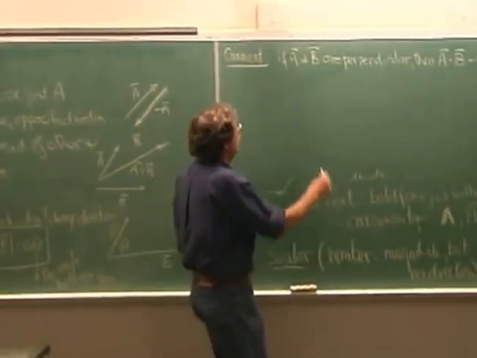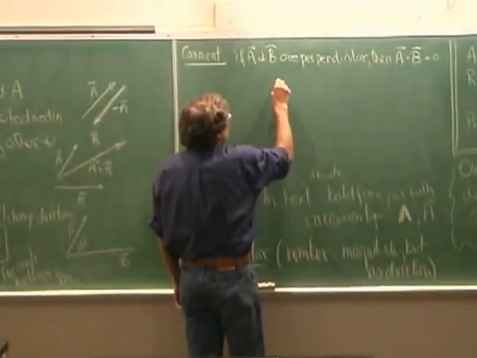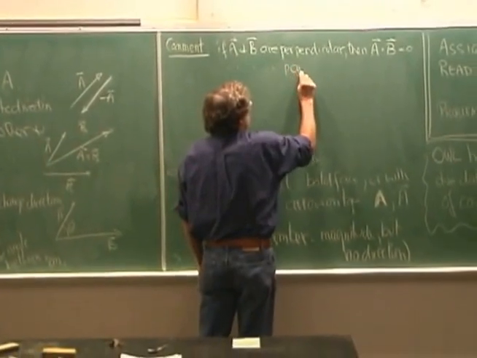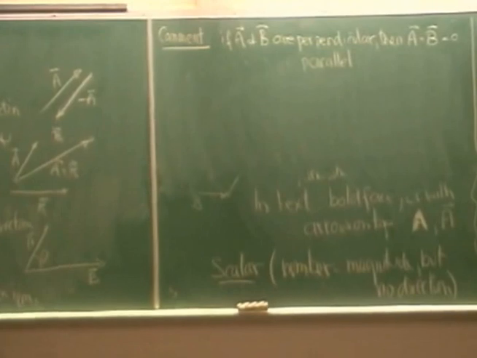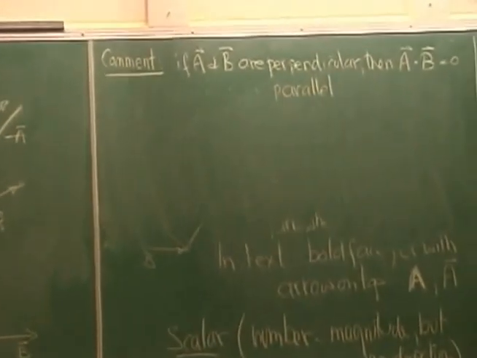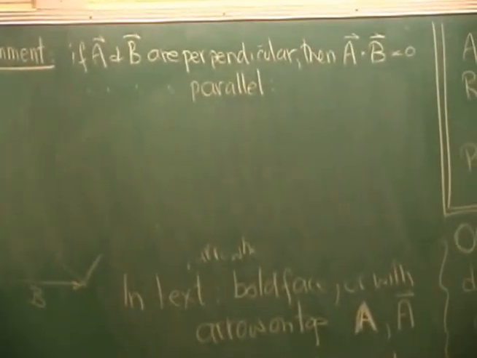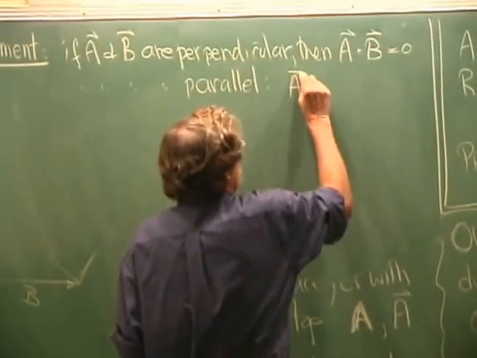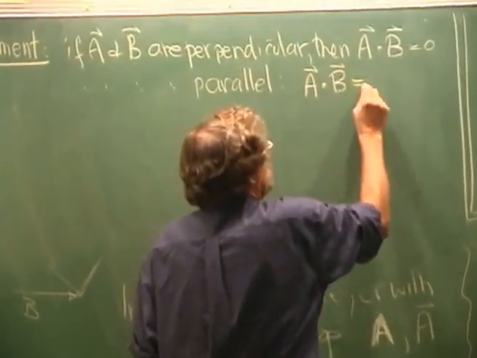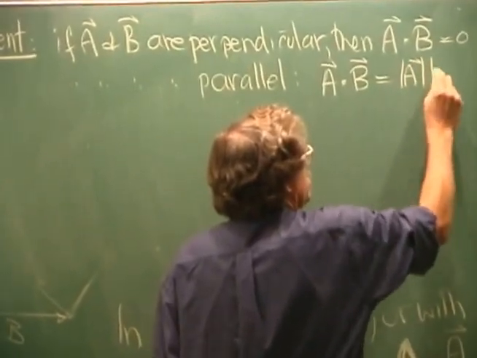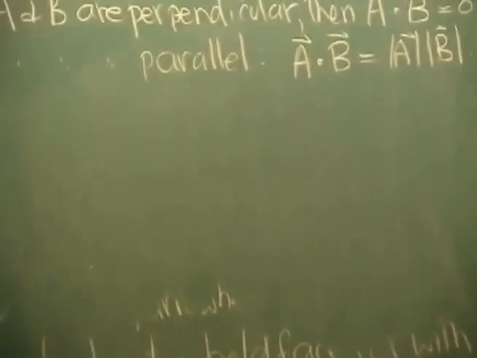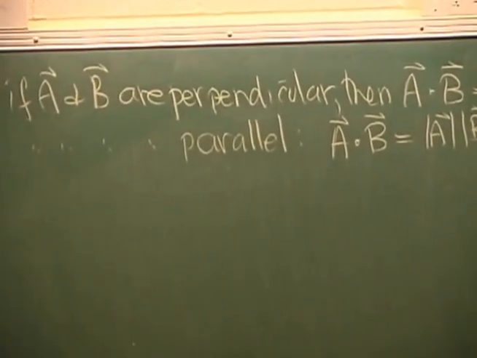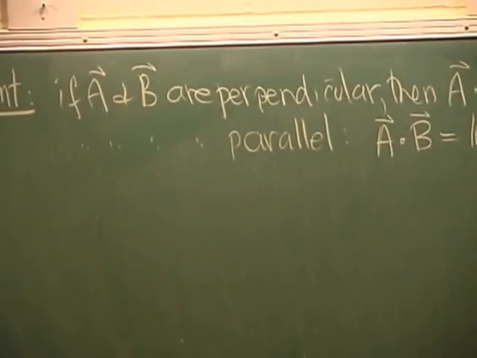What if they were parallel? If they're parallel, then the angle between them is 0, and the cosine of 0 is 1. So in that case, I would get A dot B is just equal to the length of A times the length of B. For example, if you've got the dot product of any vector with itself, A dot A is just the square of the length.